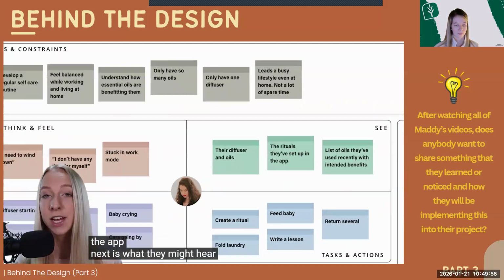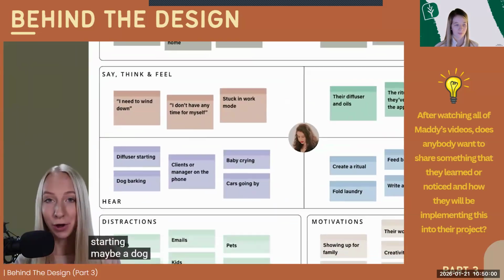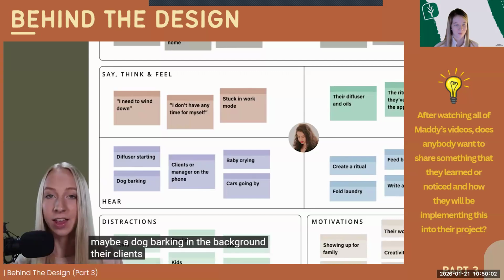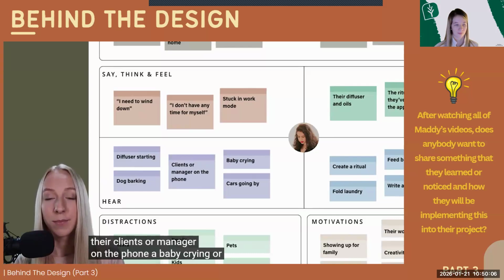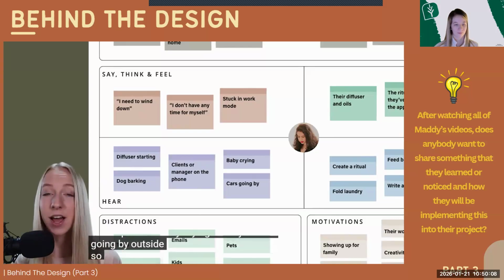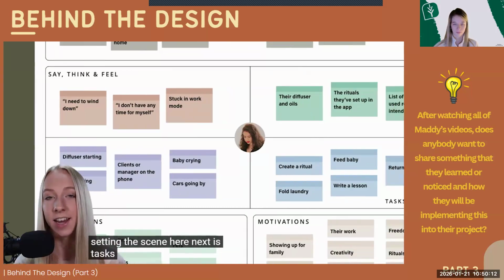Next is what they might hear while using the product. They might hear the diffuser starting, maybe a dog barking in the background, their clients or manager on the phone, a baby crying, or maybe cars going by outside. So as you can see, you're really just setting the scene here. Next is tasks and actions.